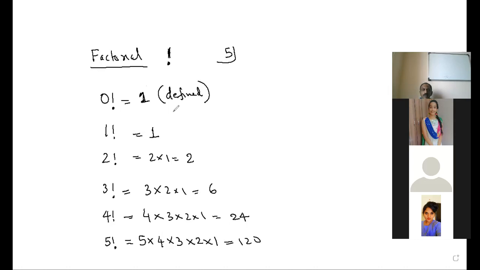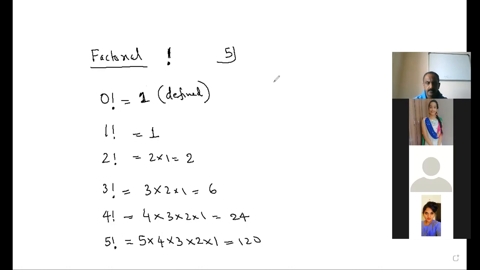Whenever I want to do an operation with factorial notation, I should define 0 factorial as 1, then only the problem will work. Otherwise it won't work. Is it clear to you? Then only it will have the meaning. Is it okay?